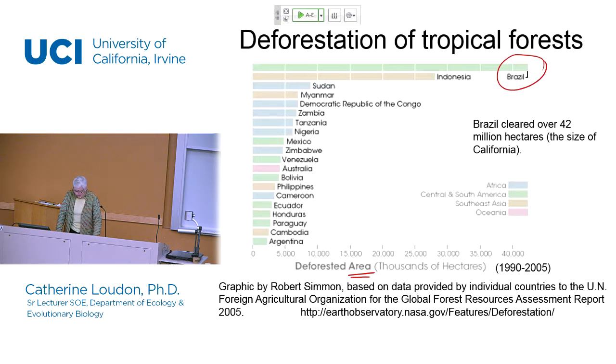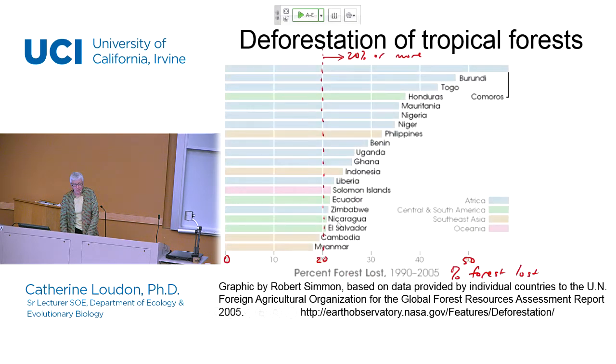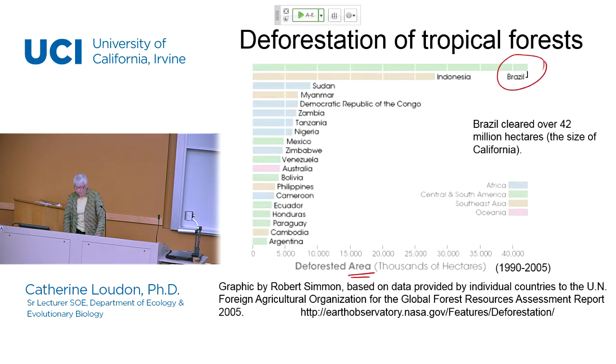Brazil still has the largest continuous tropical forest of any other country in the world. The area that it lost during this 15-year period or so is about the size of California, to give you an idea of how large that is. But Brazil is so gigantic that in terms of percent, it's not even showing up on this list here. So, in terms of percent, it's not one of the top 20. But this is a huge loss of tropical forest in South America.